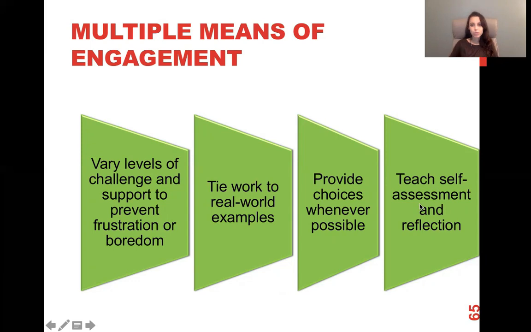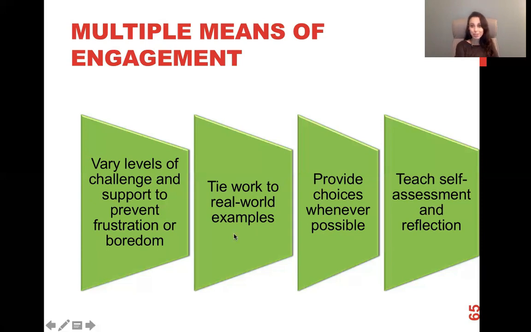And then you have to do some self-assessments with them, reflect with them, give them feedback on their assignments and say, hey, this is what you did really well and here's what you didn't do well. Here's how you can improve next time. And then you could even have them self-reflect. How well do you think you did on this assignment? What would you do differently next time?